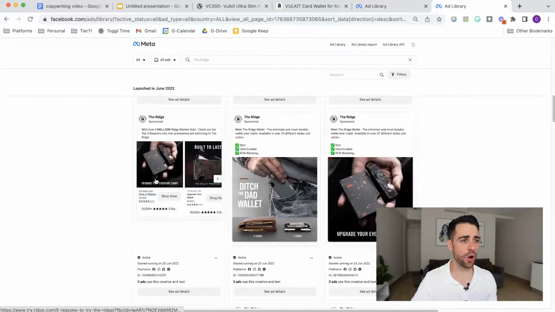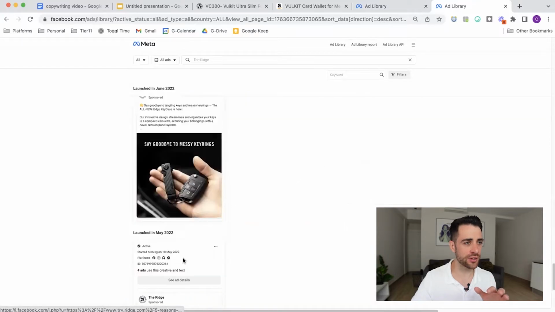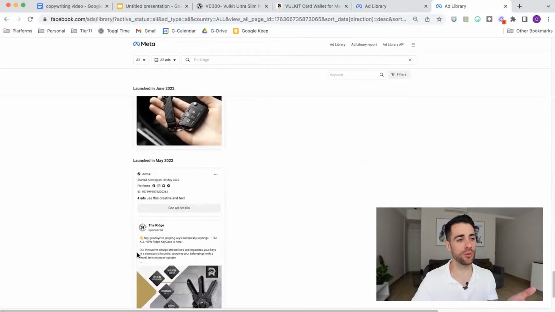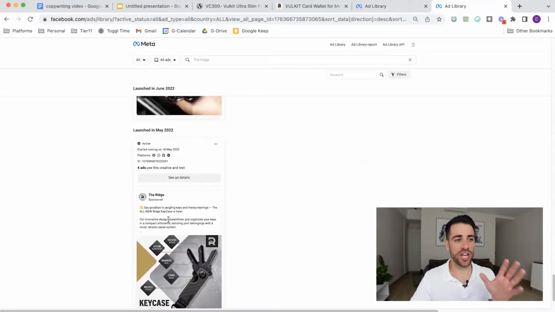And then also you can look at the dates of the copy. So 23rd of June, but if we come down, there might be something older, there might not. 18th of May. So this has been running for over a month now, which tells me that, hang on, this copy is probably copy that's working, because if someone's been running it for that long, it means it must be working, otherwise they would have created a new ad. So if something's been running a while, definitely give it priority, look at it, what's working, why is it working, and try and use that as an example.